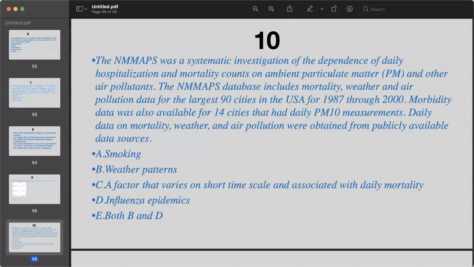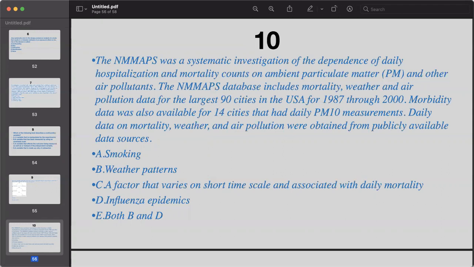10th, the National Morbidity, Mortality, Air Pollution Study was a systematic investigation of the dependence of daily hospitalization and mortality counts on ambient particulate matter and other air pollutants. The NMMAPS database includes mortality, weather and air pollution data for the largest 90 cities in the USA for 1987 through 2000. Morbidity data was also available for 14 cities that had daily PM10 measurements. Daily data on mortality, weather, and air pollution were obtained from publicly available data sources.